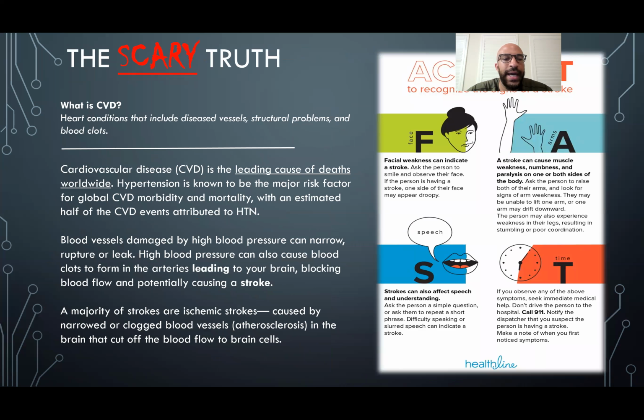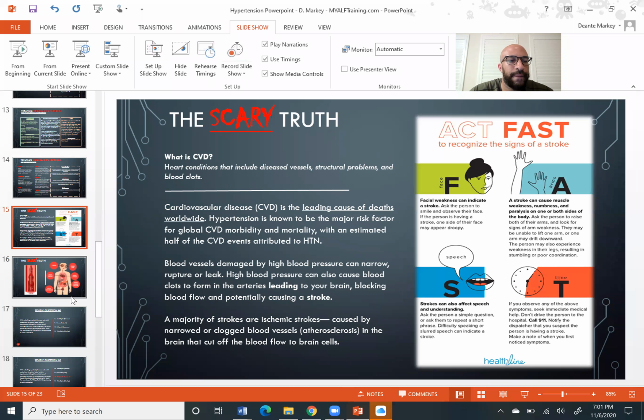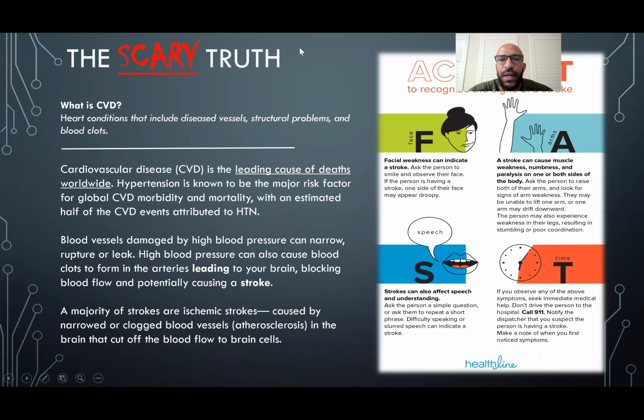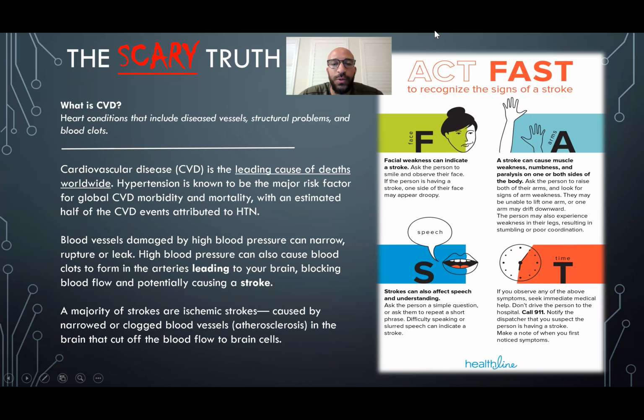Here we have the scary truth. So, what is the scary truth? The scary truth is that strokes are very scary, and they are common amongst patients with hypertension, and common among patients with cardiovascular disease. Cardiovascular disease is the leading cause of deaths around the world, and hypertension is a major risk factor for cardiovascular disease.